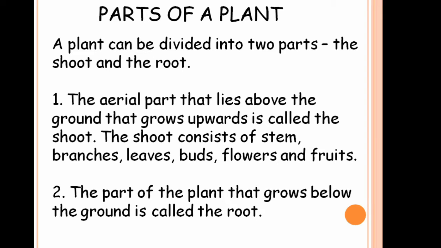The aerial part that lies above the ground that grows upwards is called the shoot. The shoot consists of stem, branches, leaves, buds, flowers and fruits. The part of the plant that grows below the ground is called the root.